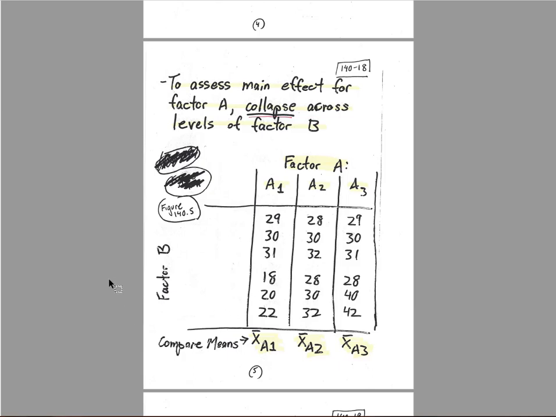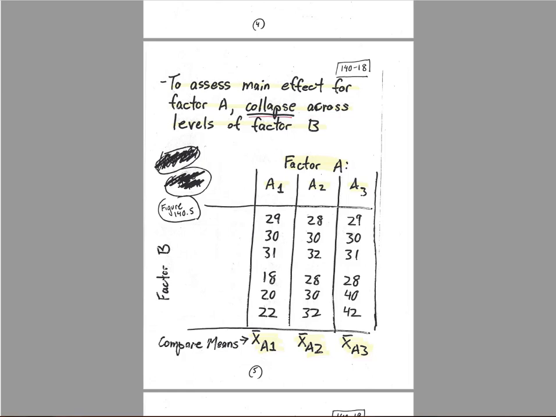Notice I've collapsed across levels of factor B. I've ignored factor B. I've pretended that there is no factor B. That's what we mean when we say we collapse across levels of a given factor. Okay, at this point, the only thing I've looked at is the main effect for factor A.